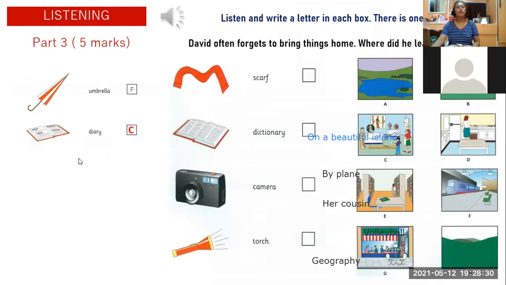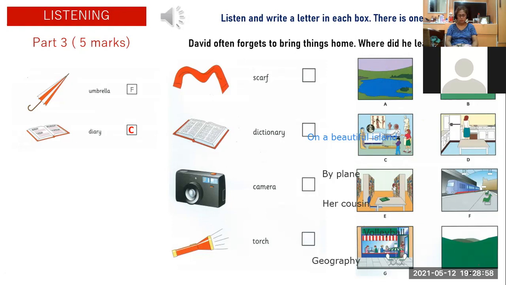So now, Lily, you have to listen and write the letter in each box. There is one example. This is David. He often forgets to bring things home. Now, where did he leave each of the things? Part 3. Listen and look. There is one example.